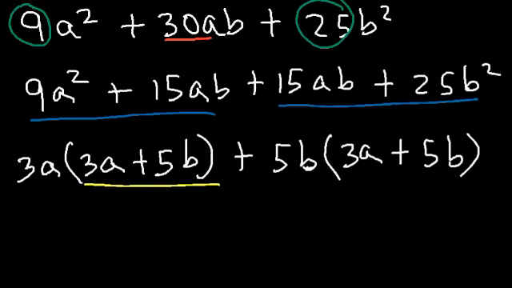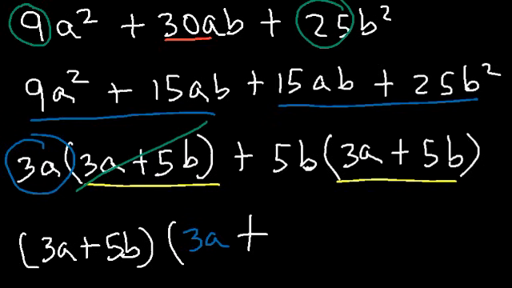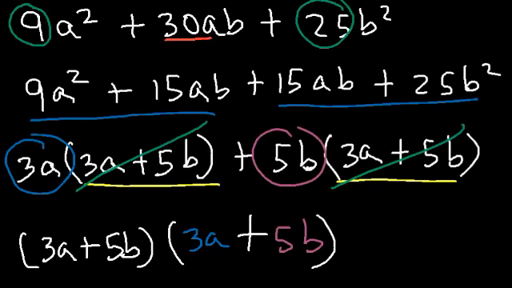So now let's factor out 3a plus 5b. If we take out 3a plus 5b in the first term, we have 3a left over. And if we take out 3a plus 5b in the last one, we have 5b left over. So (3a + 5b) times (3a + 5b) is (3a + 5b) squared.